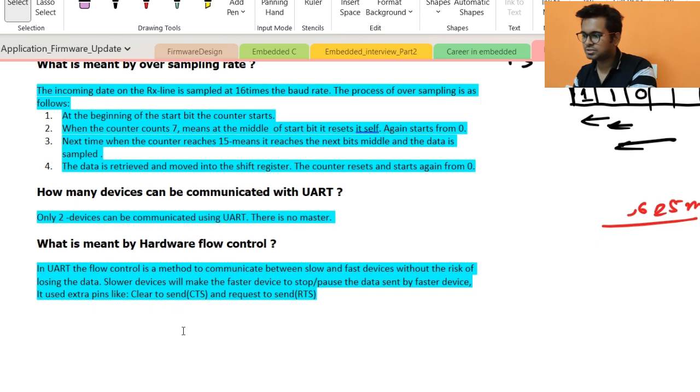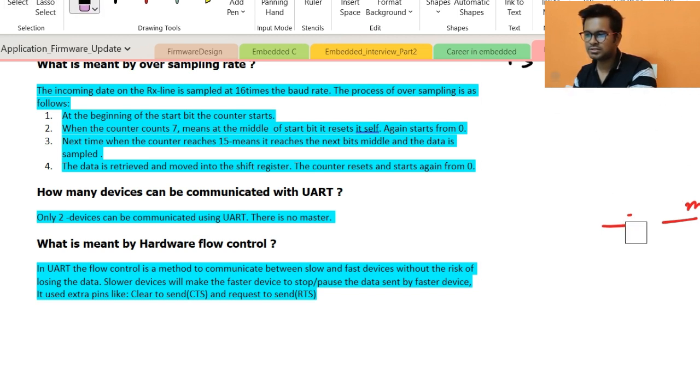And the last question is, what is meant by hardware flow control? So this is some advanced level question. There are a lot of interviews where this is asked, so I am explaining it, but it is a very advanced level thing. So let's understand what is happening.